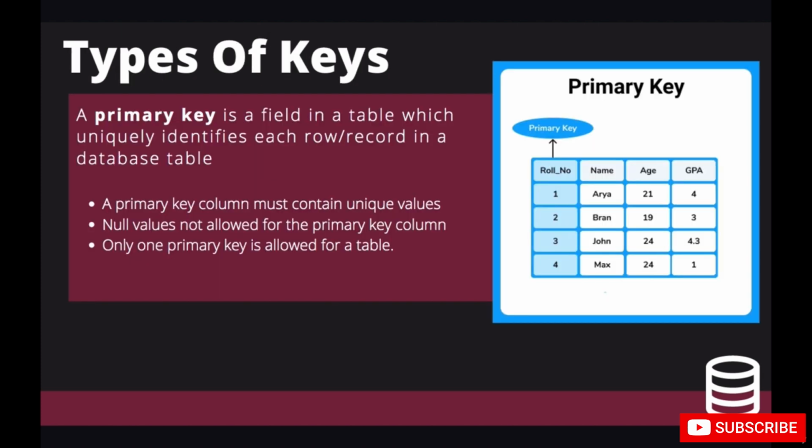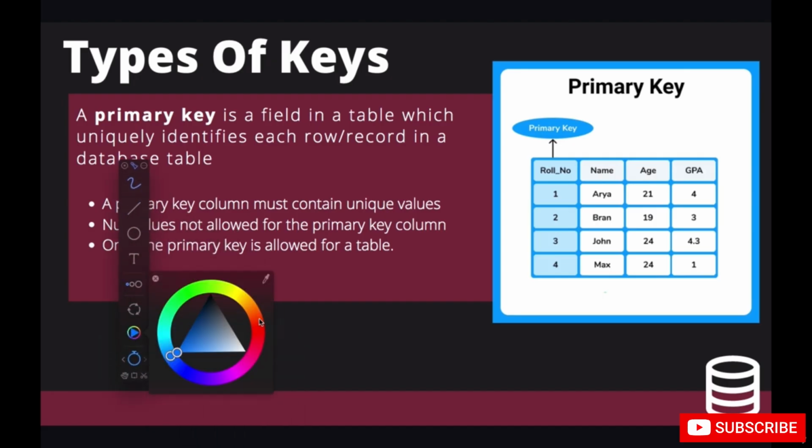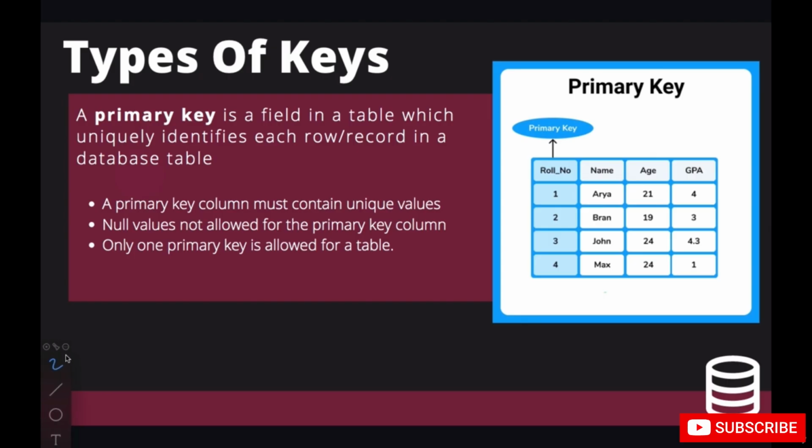So we have what is called the primary key. The first thing that you need to understand here is the primary key, and each of the tables that you're going to create is going to have a primary key. It's compulsory. You can create a table without the other keys, but it's compulsory to have a primary key. A primary key is a field in a table which uniquely, that's the keyword here, uniquely identifies each row.